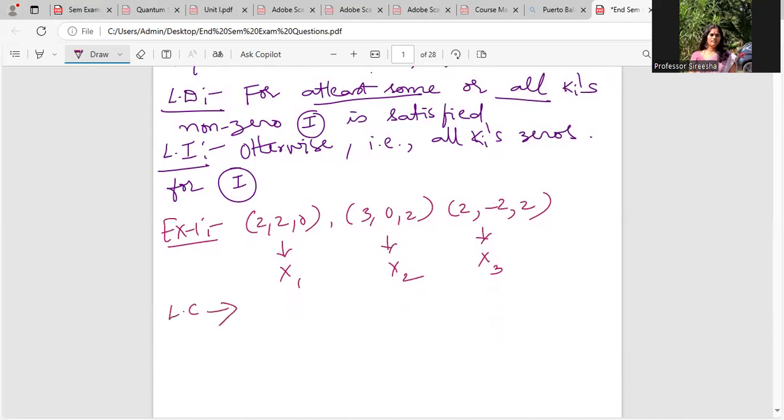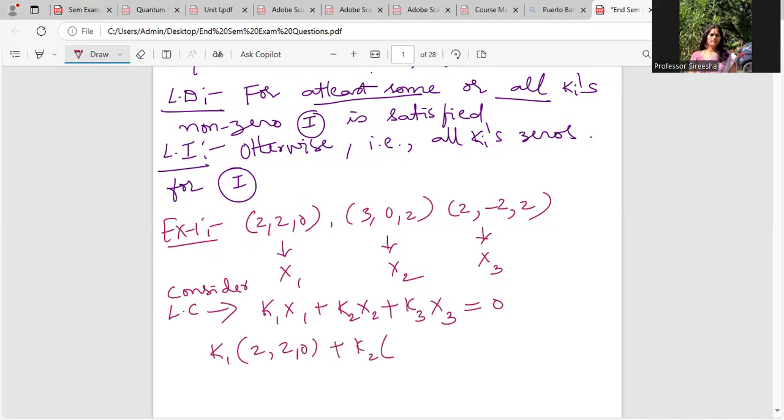The linear combination, for the three vectors, there are three scalars, k1, k2 and k3: k1 x1 plus k2 x2 plus k3 x3 is equal to 0. This I will be considering because I am asked to check for linear dependence or independence. I don't know what the ki's are, but I know x1, x2 and x3. So I'll be considering it like this.